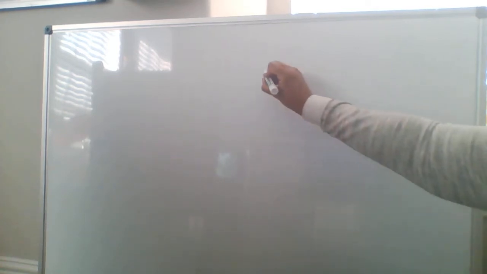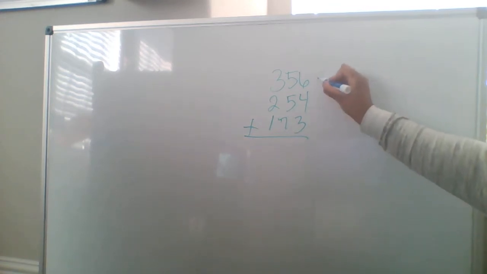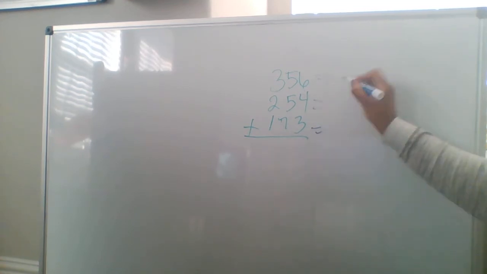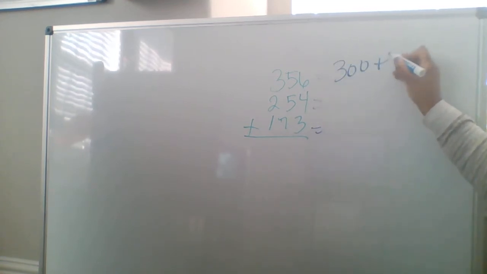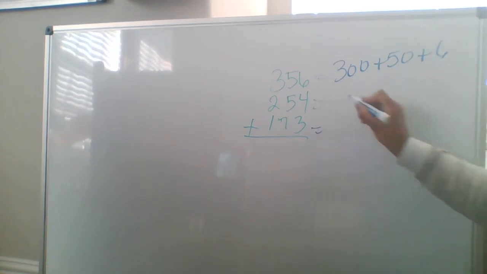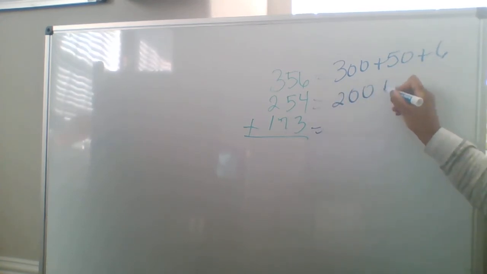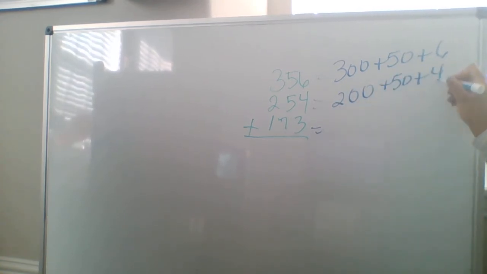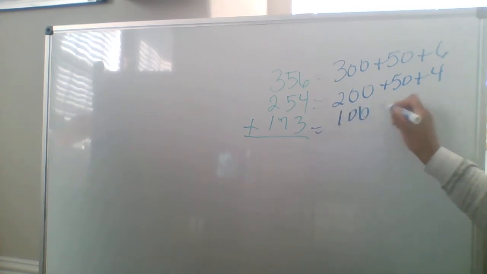I'm going to go ahead and give you a bigger example. So let me write it on the board, and then I'll come back. So here's another example. Based on what we just talked about, let's do this example. 356. What does 356 mean? Remember, we're talking about place values here. So 300 plus 50 plus 6. 254 is 200 plus 50 plus 4. 173, 100 plus 70 plus 3.